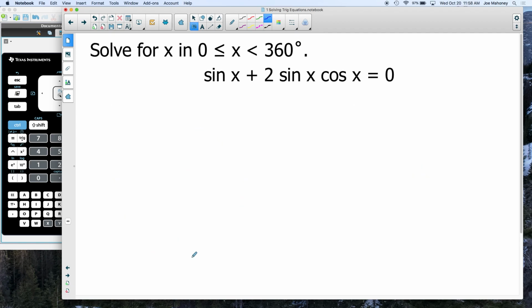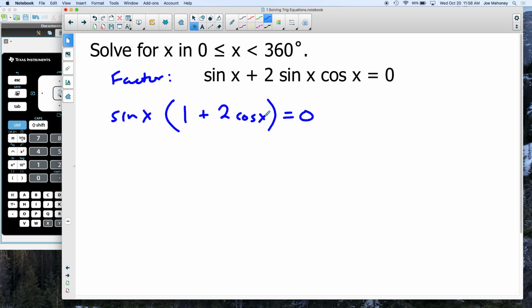The next one we want to solve between 0 and 360, so now I'm in degree mode. Let's take a look at this equation. It's equal to 0. I have a sine x in two different terms, so I can do some factoring here. I'm going to factor out a sine x, and write this equation as sine x times another expression equals 0. Sine x is my greatest common factor. When I factor a sine x out of the first term, it leaves 1, and factoring out of the second term leaves me 2 cos x.